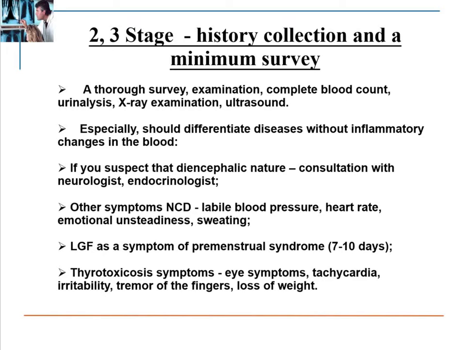Second and third steps: history collection and minimum survey. A thorough survey examination, complete blood count, urine analysis, X-ray examination, and ultrasound. It's a minimum survey for every patient. Of course, especially we should differentiate diseases without inflammatory changes in the blood.